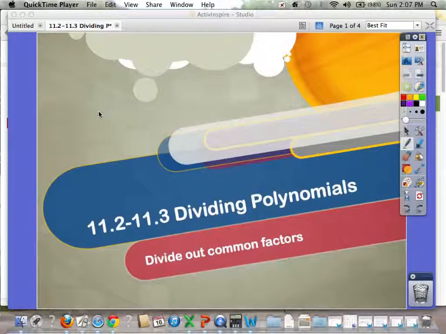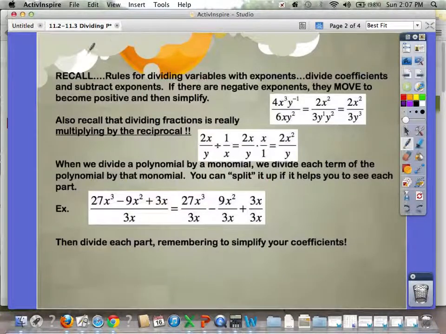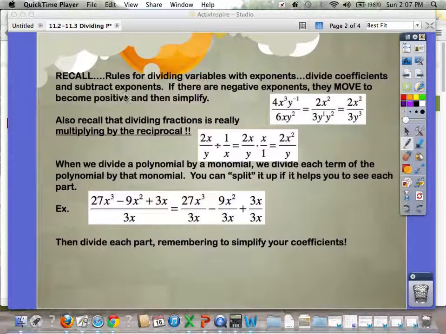11.2, 11.3, dividing polynomials. In this section, we're going to be using what we did in Chapter 8 with factoring, and we're going to divide out common factors. All right, so when we are dividing, recall that the rules for dividing variables with exponents: you divide the coefficients, or the big numbers, and you subtract the exponents, or the little numbers.